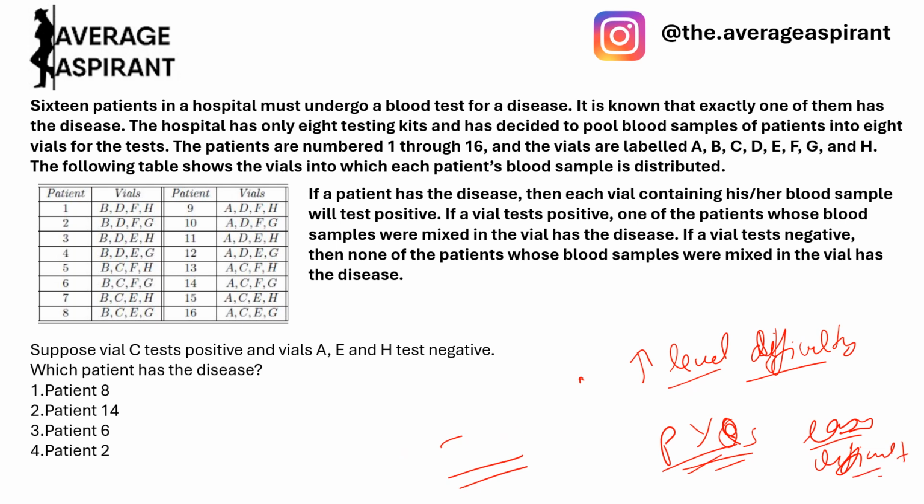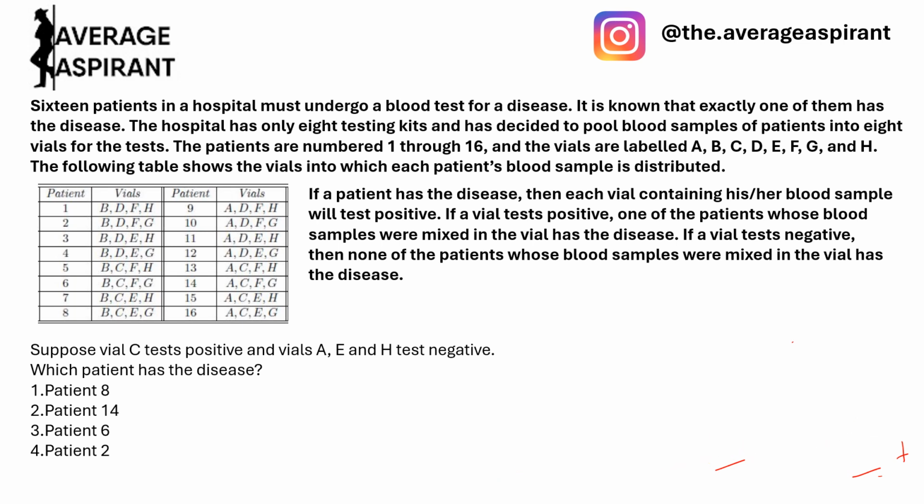Okay, moving on to this particular set. This was asked in CAT 2020, as I mentioned. Let's have a look at the question. 16 patients in a hospital, numbered 1 to 16, must undergo a blood test for a disease. It is known that exactly one of them has the disease, so out of 16, one of them has the disease and 15 do not. The hospital has only 8 testing kits and has decided to pool blood samples into 8 vials.